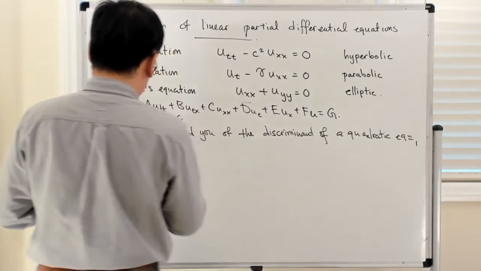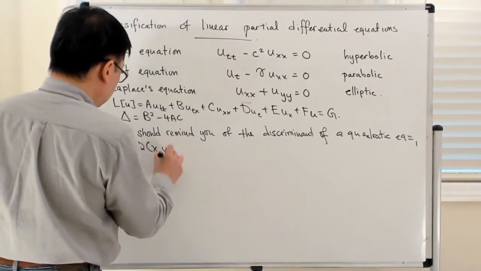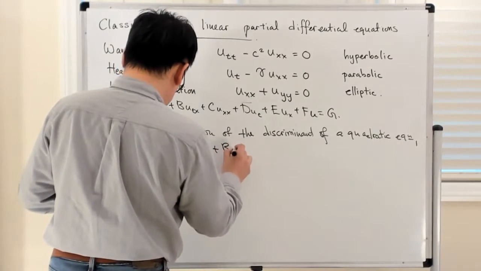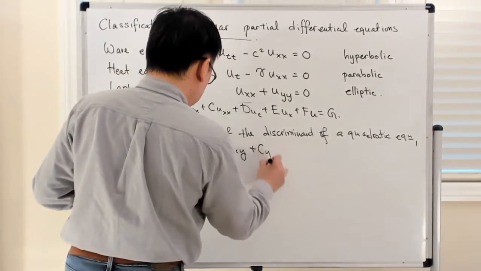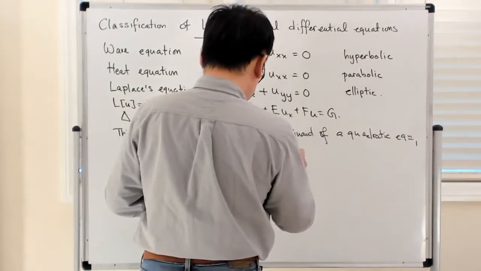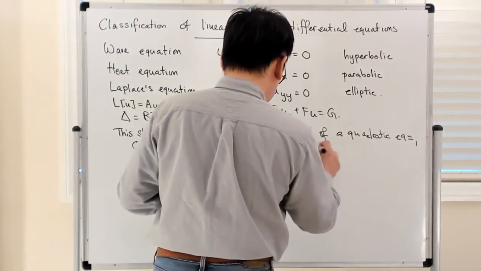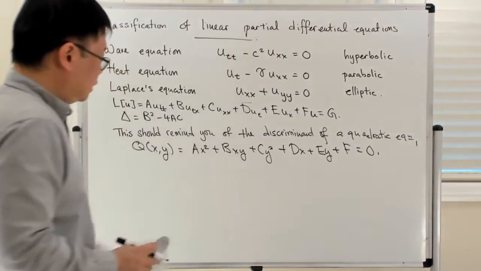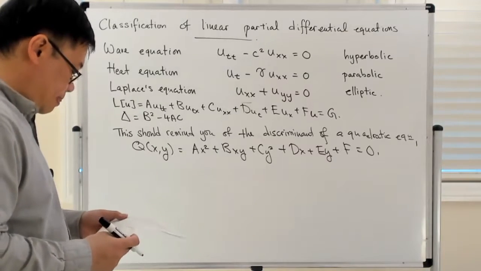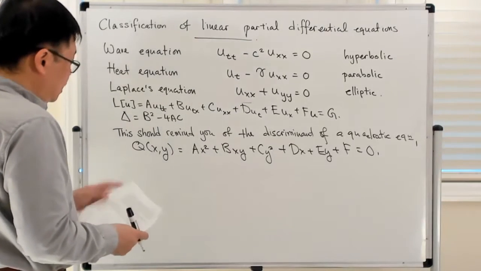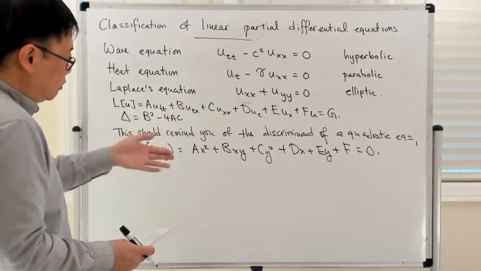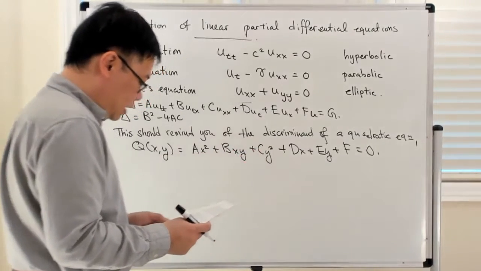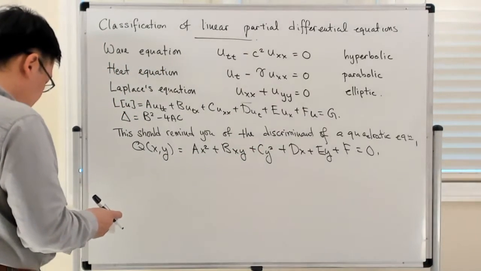Okay, so if I think of Q as being dependent on x and y, it is ax squared plus bxy plus cy squared plus dx plus ey plus f equal to 0. All right, and then the idea is that depending on the properties A, B, and C, they lead to different types of conic sections, right?